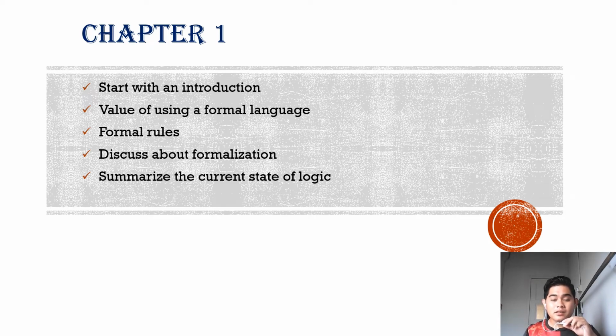Next, this chapter discusses how formalization should enable automation of logical reasoning, and then it summarizes the current state of logic technology and its applications. Last but not least, chapter 1 concludes with a reading guide for the remainder of the book. That's all for chapter 1 in the logic book.